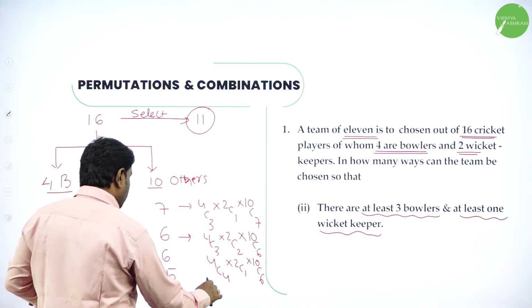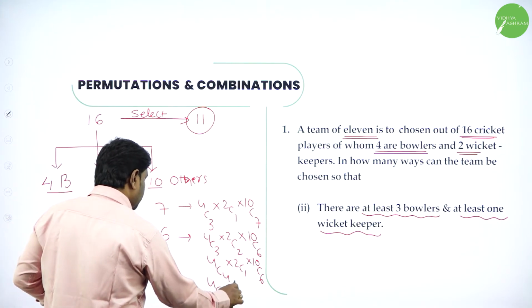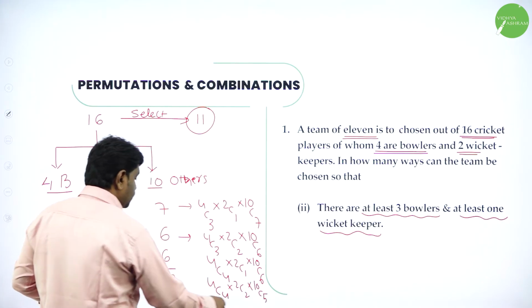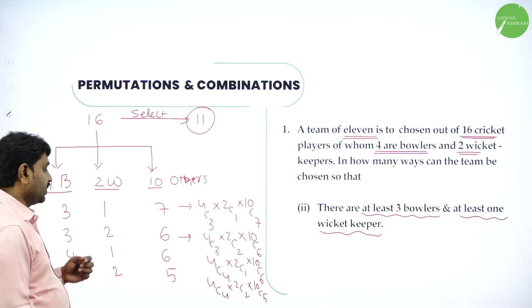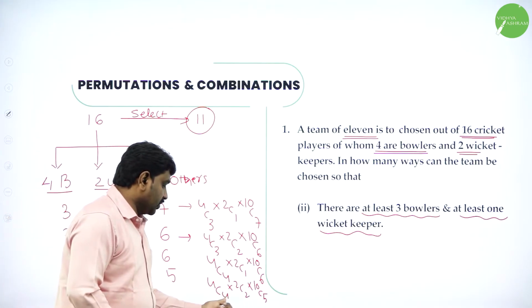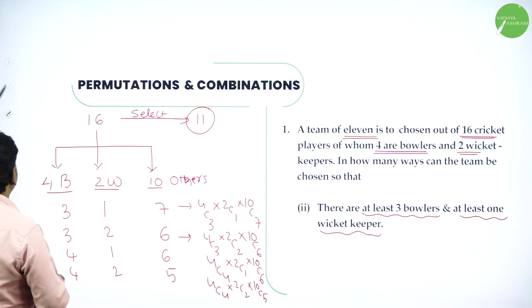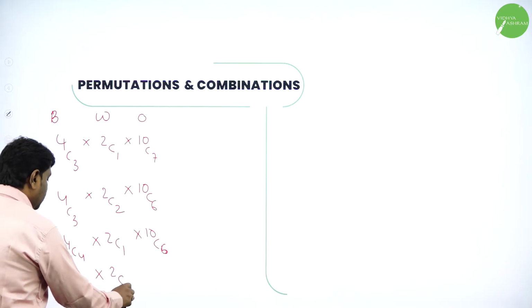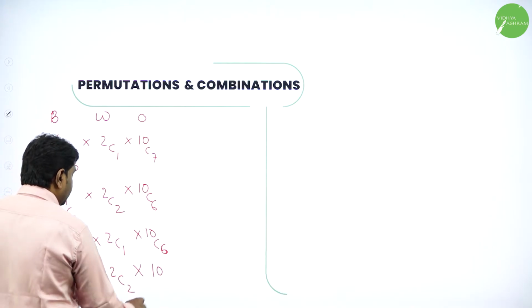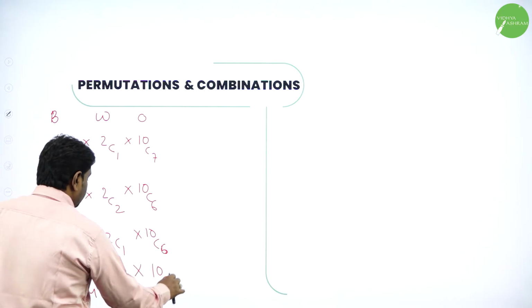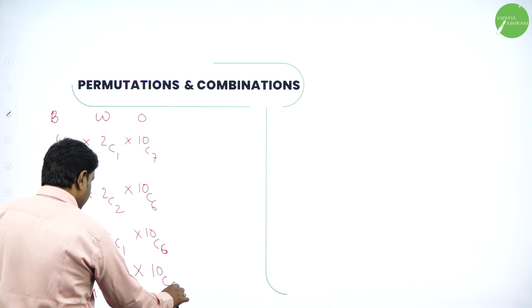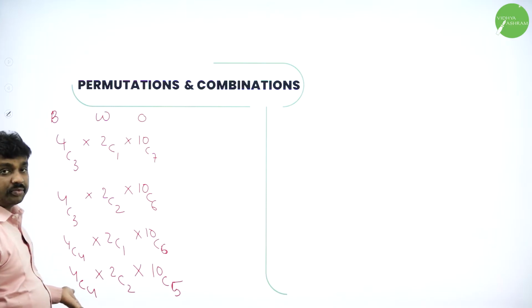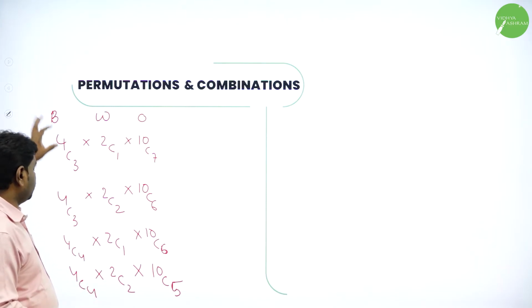So out of 4 bowlers you selected all 4, out of 2 wicket keepers you selected all 2, and out of others you selected 5, because your sum should be 11. So 4 plus 5, 9, plus 2, 11. So 4C4, 2C2, and out of 10 people, select 5, because the total should be 11. That's all. I cannot select more than this. 4C5 is not possible. I have 4 bowlers, so I selected all.